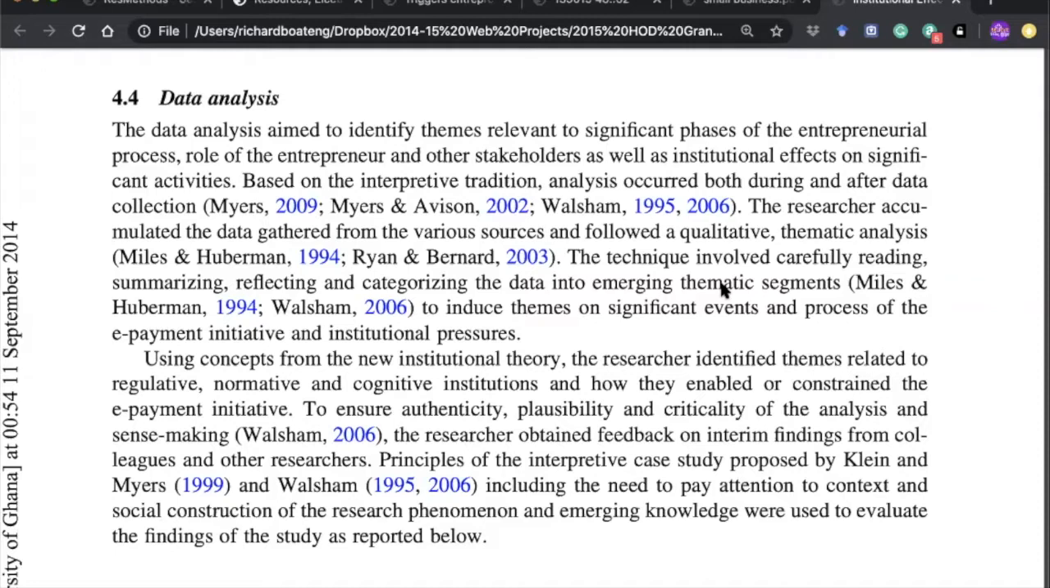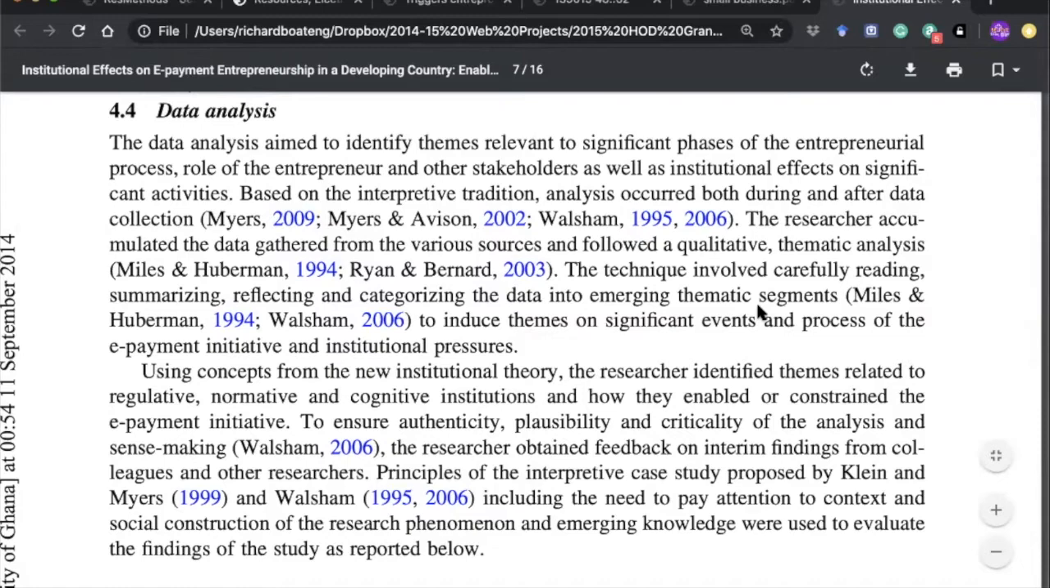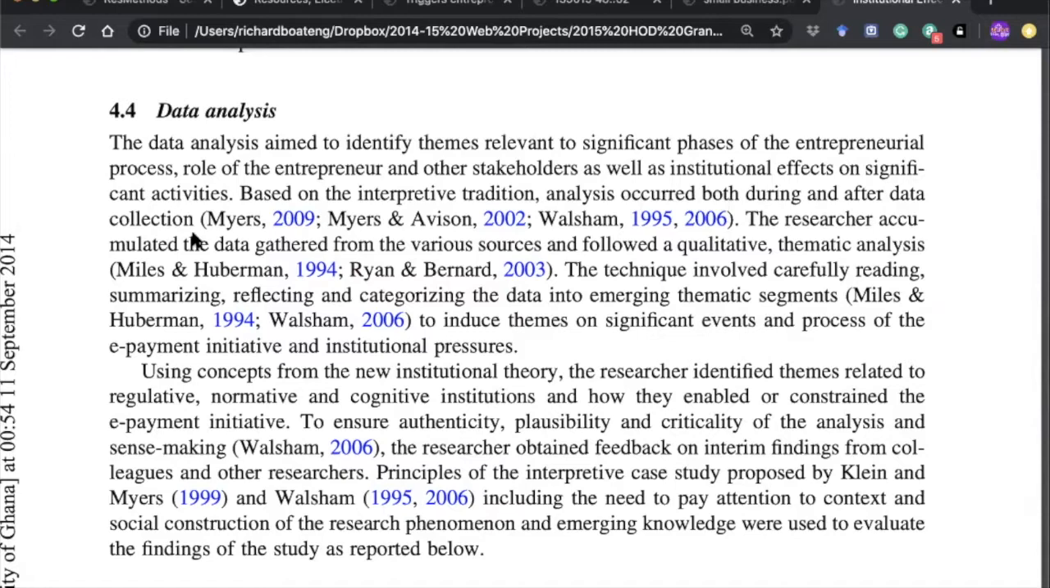Based on interpretive tradition, that's another thing you see. For most analytical approaches, or even the analytical perspective of your thesis, you need to emphasize what you are doing and the paradigm you belong to, especially at the PhD level. So he said, based on the interpretive tradition, analysis occurred during and after the data collection. So what is he trying to say? That in interpretive tradition, analysis begins when you start collecting data.